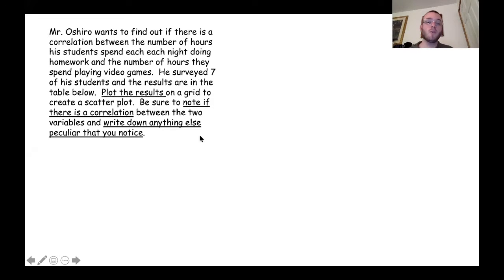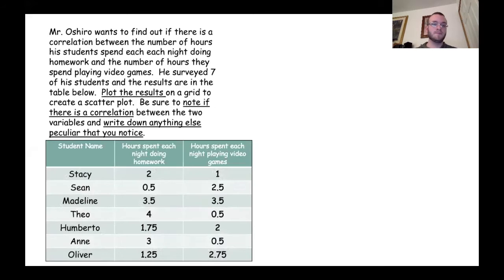Okay, so first I have a warm up, getting you familiar with scatter plots, remembering how scatter plots work, how to create scatter plots. So I have a problem here for you. Mr. Oshiro wants to find out if there is a correlation, there's a keyword, between the number of hours his students spend each night doing homework and the number of hours they spend playing video games. He surveyed 7 of his students, and the results are in this table below. So I want you to plot these results on a grid and create a scatter plot.